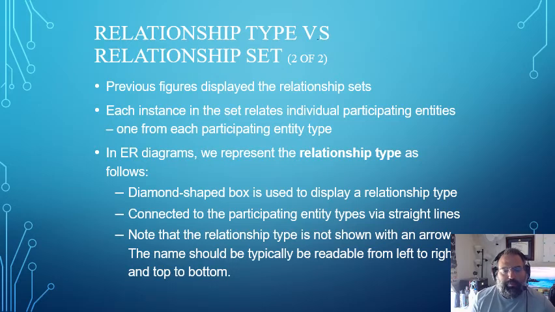Each instance in the set relates individual participating entities, one from each participating entity type. In ER diagrams, we represent the relationship type as follows. A diamond-shaped box is used to display a relationship type, connected to the participating entity types via straight lines. Note that the relationship type is not shown with an arrow. The name should typically be read from left to right, top to bottom.